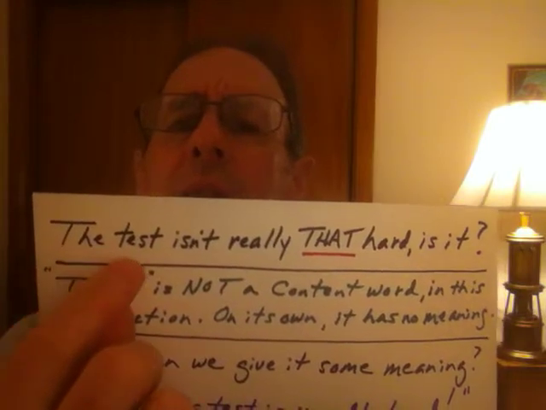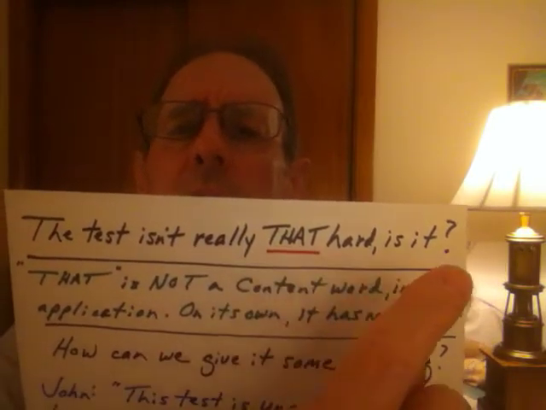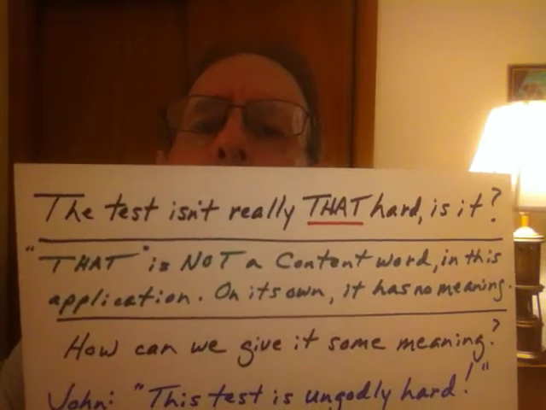Now here's an example sentence. The test isn't really that hard, is it? Okay, the test really isn't that hard, is it? All right, now the word "that" in this sentence is not a content word in this application. In other words, on its own, it has no meaning. Like you look in a dictionary and most words have some kind of meaningful definition. Then the other kind of words are function words, which don't really have any specific meaning. They just help with syntax, putting your sentences together.